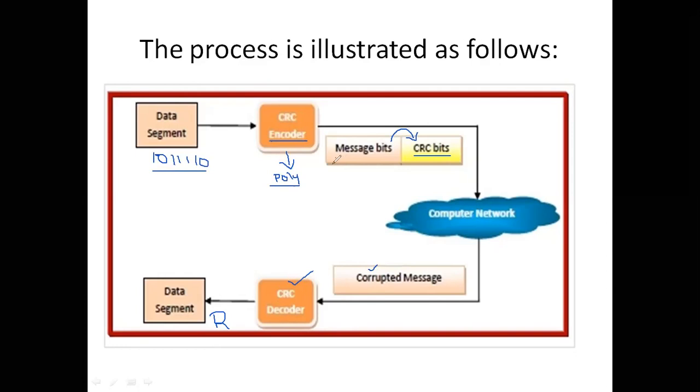Here also, the complete message is divided by the polynomial divisor in the decoder. At this time, if the remainder is all zeros, then the data will be accepted. Otherwise, the receiver sends a message to the sender to resend the same information. This is the process inside the system.